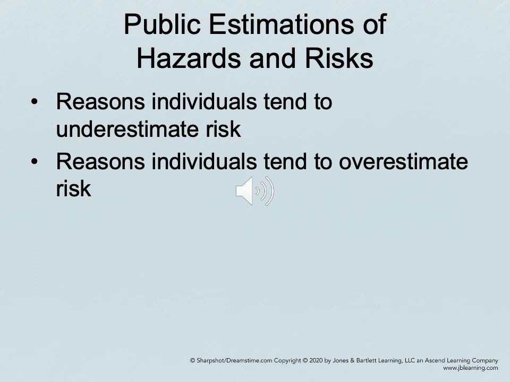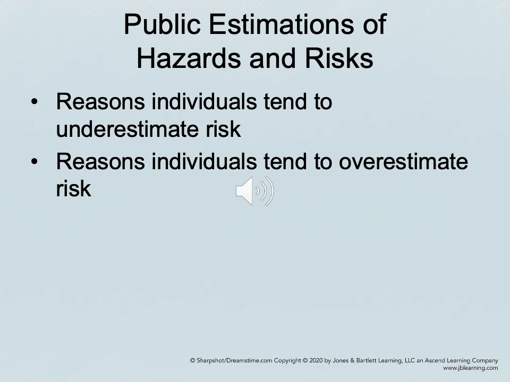Rarity. Really unusual events are perceived as riskier than more commonplace ones. Unusual events are usually more fear-producing than everyday occurrences, even though our chances of those everyday occurrences happening are far higher. For example, a car accident. We're much more worried about some really bizarre thing than something that happens to people every day.